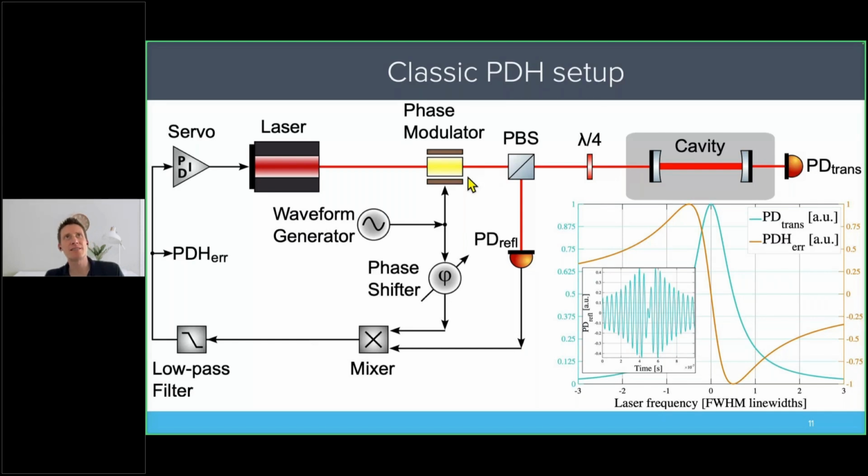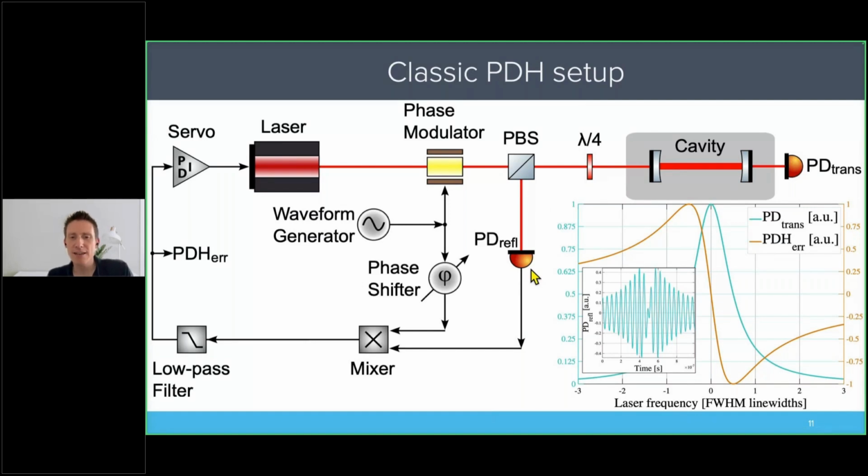The phase modulator, you can think of this as imprinting phase sidebands on the carrier, and we'll look at that a little bit later if you're not familiar with that. Then these three fields, the carrier and the two sidebands, are incident on the cavity. Using polarization tricks or just a beam splitter, we get light onto a photodiode.